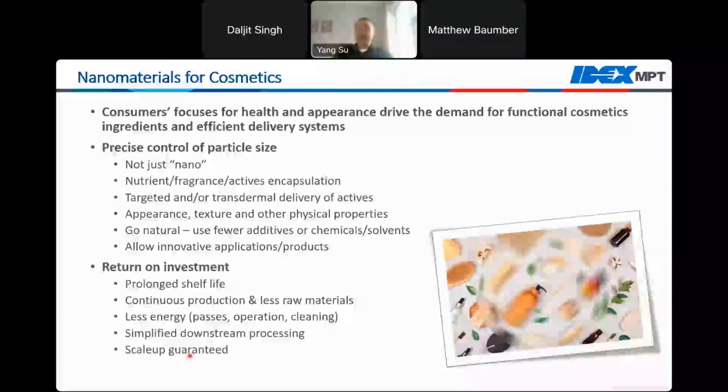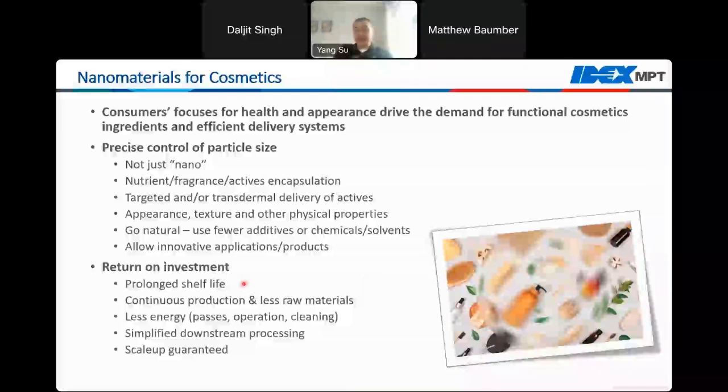And often, use of nanotechnologies and nanomaterials with precisely controlled particle size can allow you to create innovative formulations or products that use fewer additives or undesired chemicals or solvents to help your product be more natural, which is a trend that consumers are looking for. And by utilizing those approaches I mentioned above, you can get a lot of return on your investment.